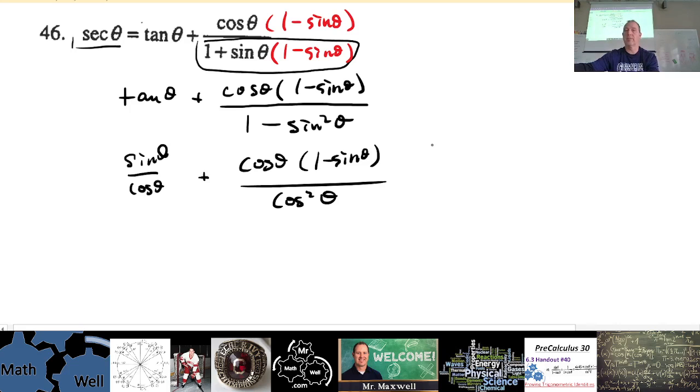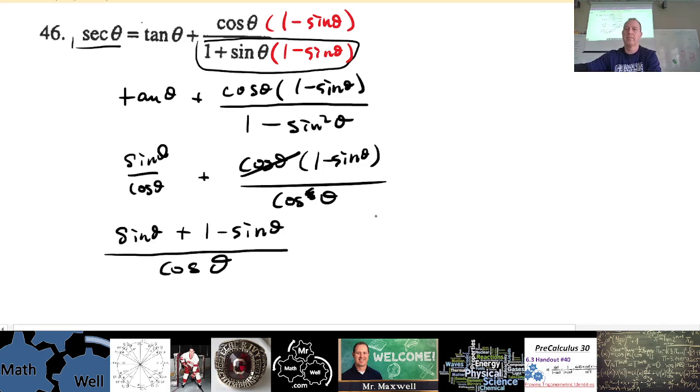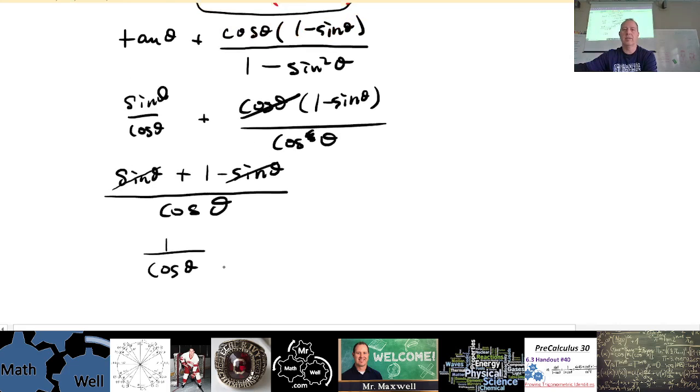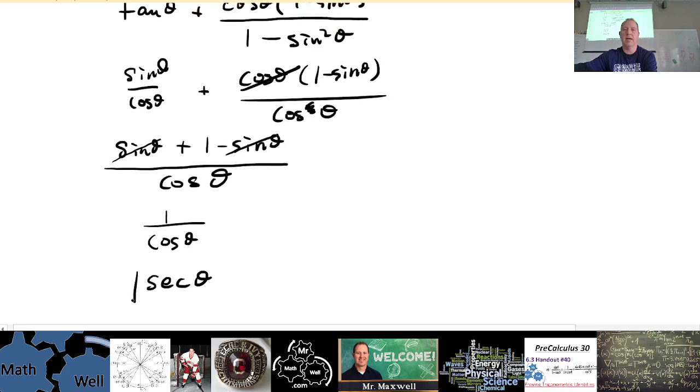Oh, which is going to be awesome because now this cos is going to go with one of those coses down there, and I have a common denominator. So now I can add them to get the one term. It's pretty easy now. So now I have sine theta plus 1 minus sine theta on top over cos theta. And then when I simplify sine theta minus sine theta, I'm left with 1 over cos theta, which of course is secant theta. And I am done.